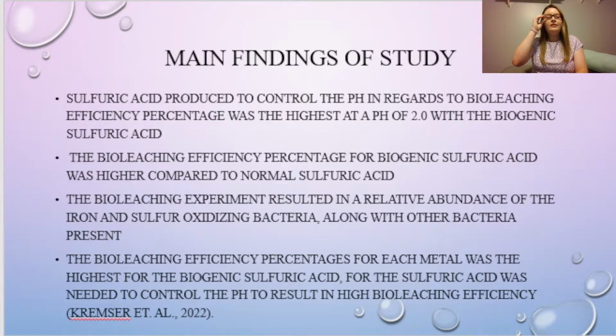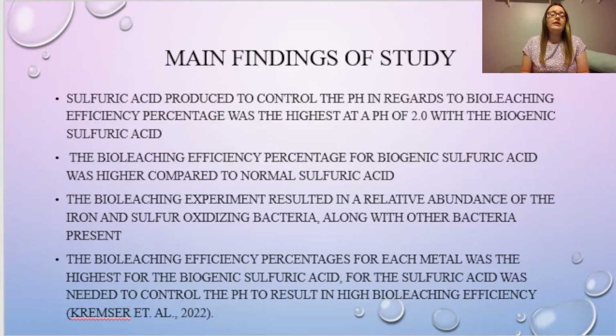And what they found in their main study, the main findings of the study, was that the sulfuric acid produced to control the pH in regards to the bioleaching efficiency percentage was the highest at approximately a pH of 2.0, specifically with the biogenic sulfuric acid. Again, they were wanting to specifically look at normal sulfuric acid versus biogenic sulfuric acid because we were wanting to work with sulfur oxidizing bacteria.